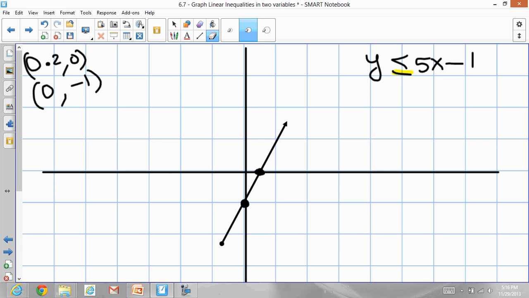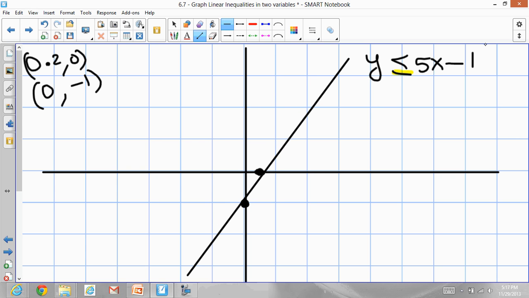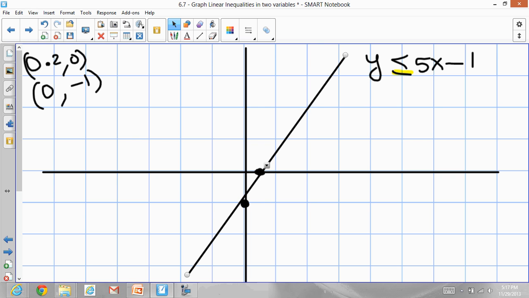Now, once you get your line, figuring out this is a solid line because of the equal sign, now you have to decide which direction to shade. So let me extend this line and pull this line all the way to the edge. So once you cut this line, now you have to decide which direction to shade. So here comes your step number 7.